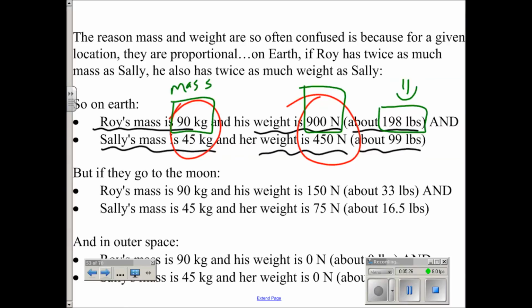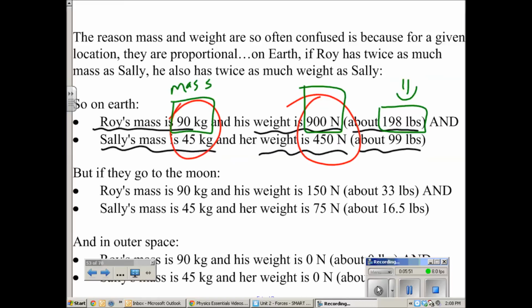It ends up being kind of a non-issue because they're proportional, right? If you lose weight, you're also losing mass. Okay, I don't know if that rant made any sense. Ultimately, what you need to know is that mass is measured in kilograms and weight is measured in newtons. I think if you know that, you're in good shape.